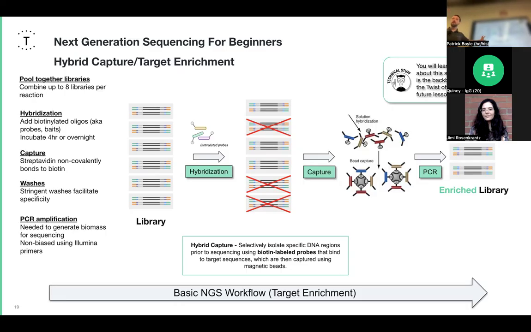Any questions on this? This is another big tenet. So the library prep and hybrid capture, those are our big bigs. Process it, think about it if you have any questions.